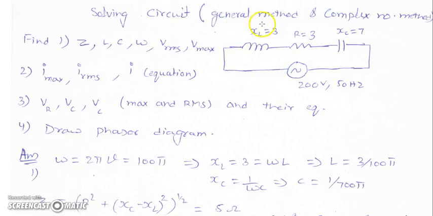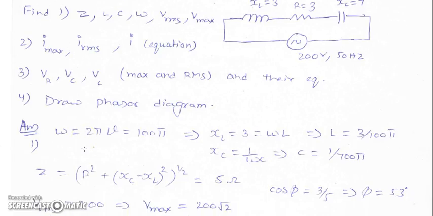In this, we are solving a circuit in which XL, XC are all given and the voltage is given as a 200 volt AC having frequency 50 Hertz. First of all, we have to find Z, L, C, omega, Vrms, Vmax. So omega is 2 pi into frequency, 100 pi. XL is omega L, omega is 100 pi, L is given to you, which is 3. XC is also given, you can calculate C from XC, and from XL you can calculate L.